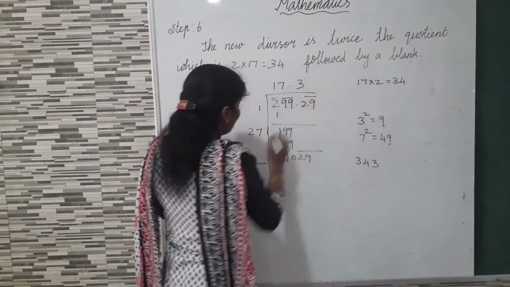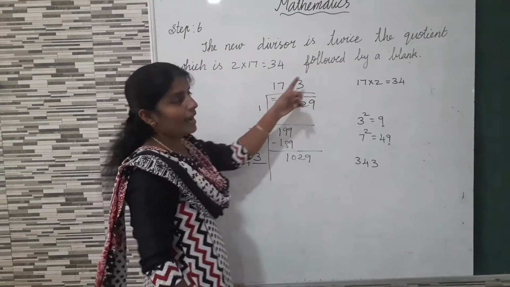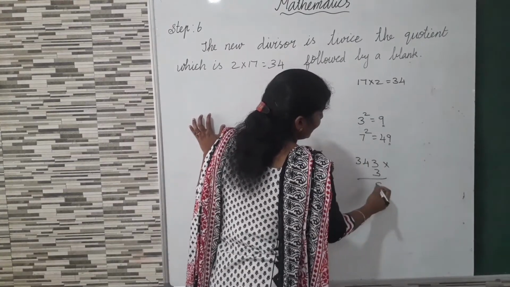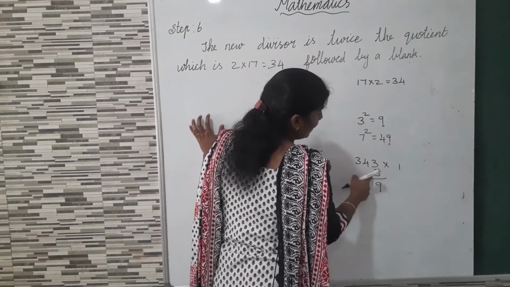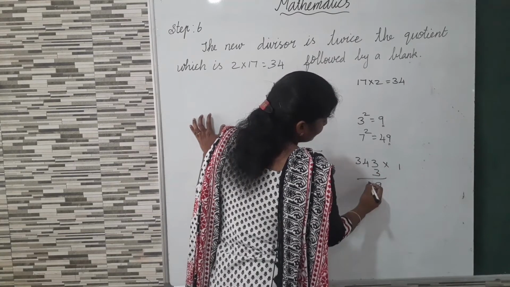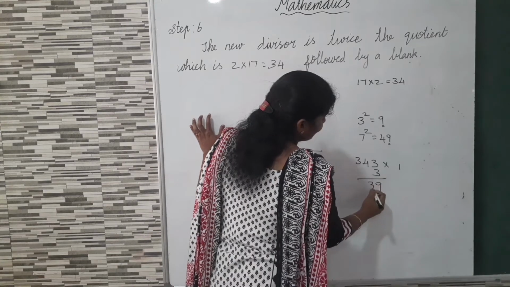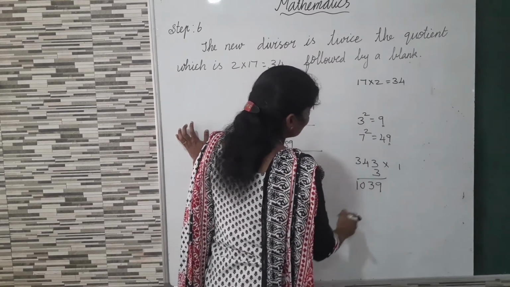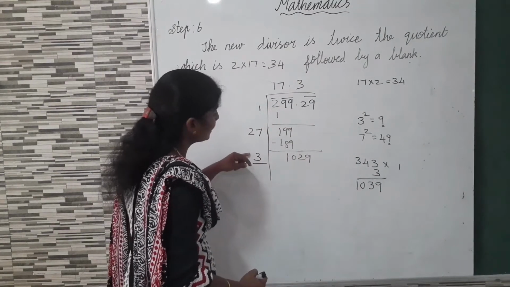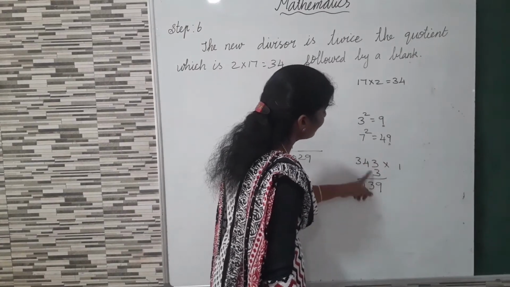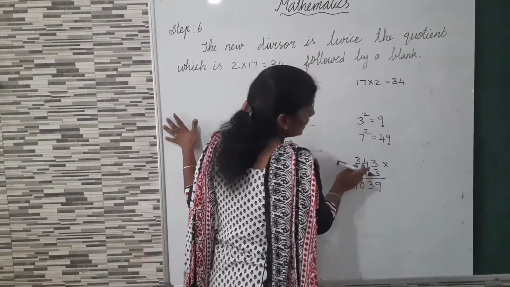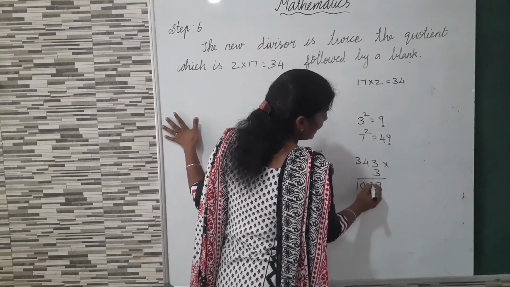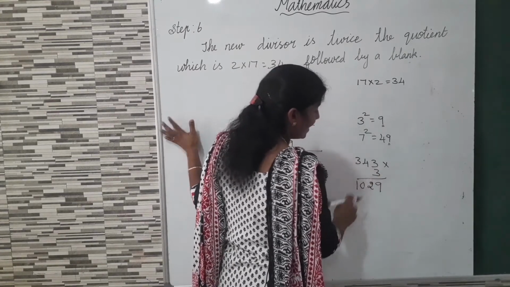343 into 3. If you add 3 here, then here also 3. So 343 into 3. 3 3s are 9. 4 3s are 12. 3 3s are 9. Isn't it?